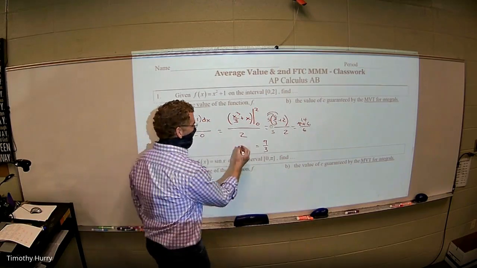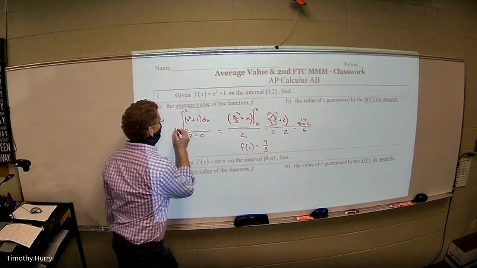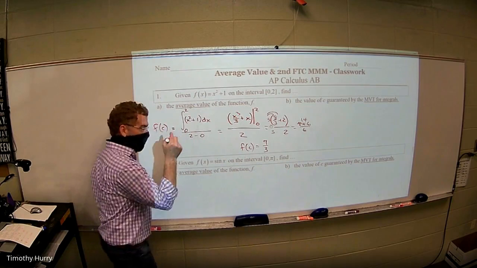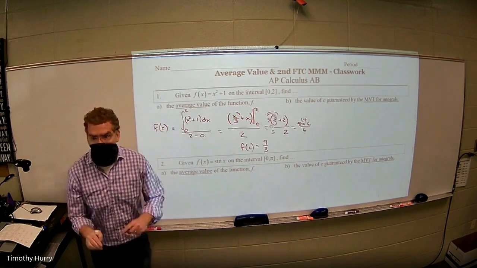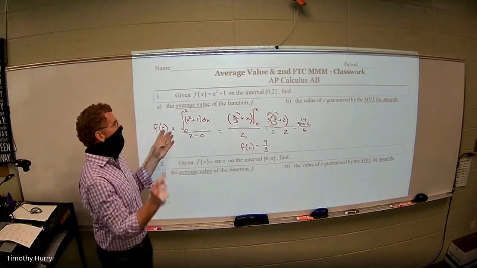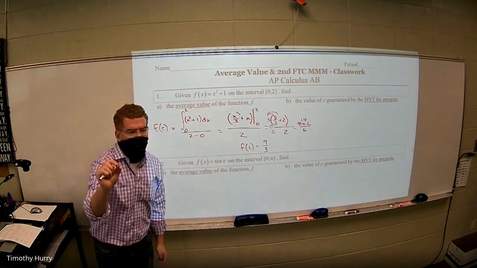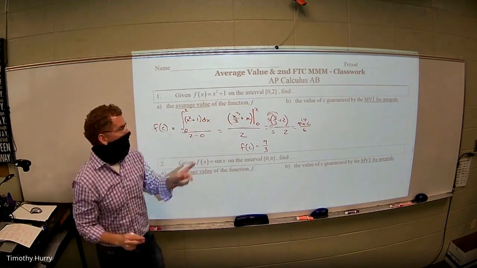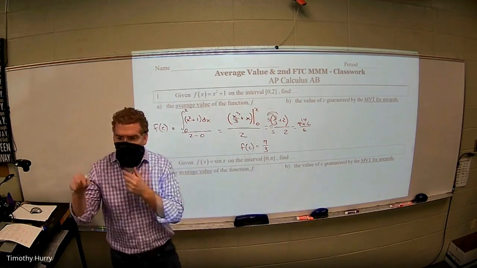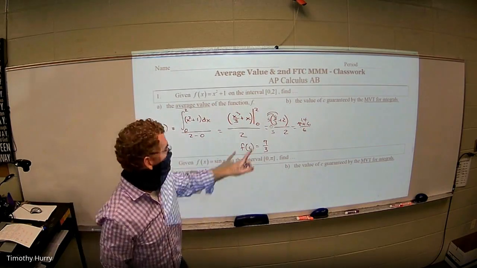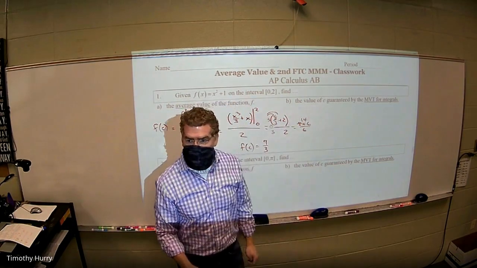So this is that f of c. This is the actual average value, the y value that you get. That's what you just found. Of all the y values on this curve, you just found the average of all of them on the interval from 0 to 2. So how do I find the x value, which is the c, that's guaranteed by it?